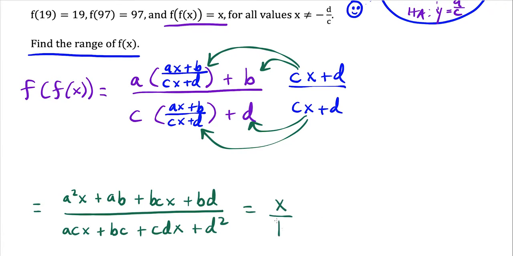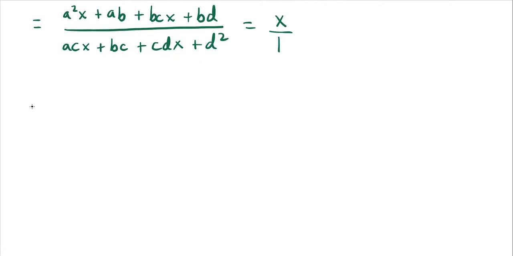And now what we could do here is cross multiply. But maybe right before we cross multiply, let's group some terms together. We could group together the x terms on top and the x terms on bottom.